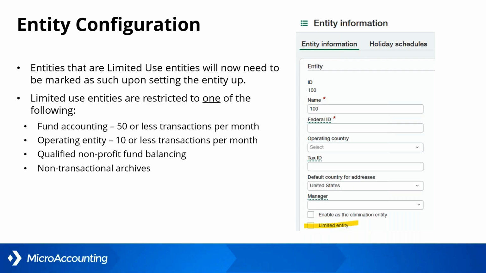Limited entities are restricted to one of the following. If you're doing fund accounting, 50 or fewer transactions a month. If it's an operating entity for a for-profit industry, then 10 transactions a month or less, or it's for qualified nonprofit fund balancing or a non-transactional archive entity. So if it's an entity that's no longer being used, but you need it for archive purposes, then that would qualify as a limited entity as well.